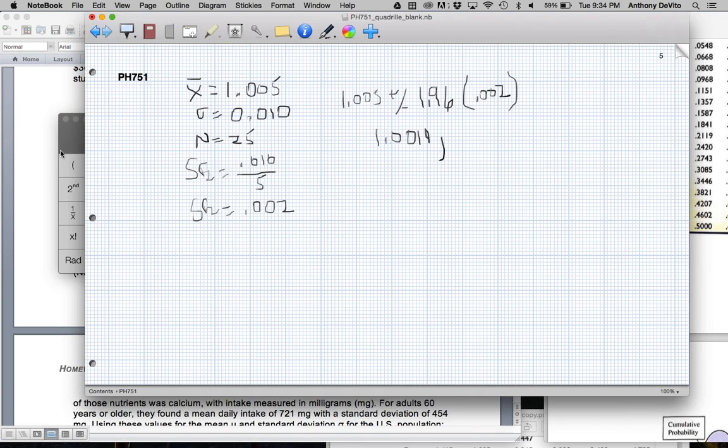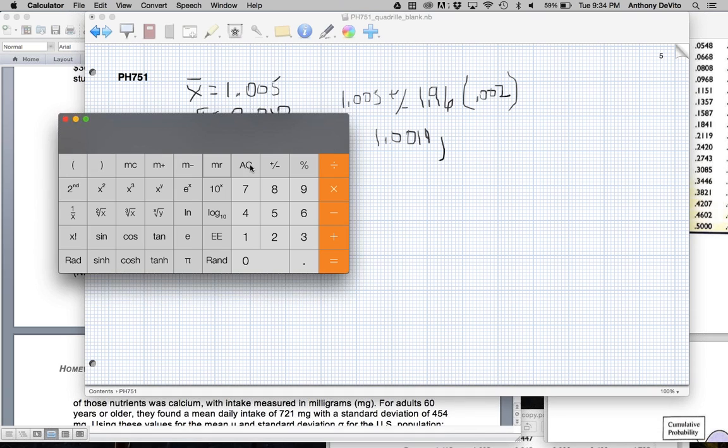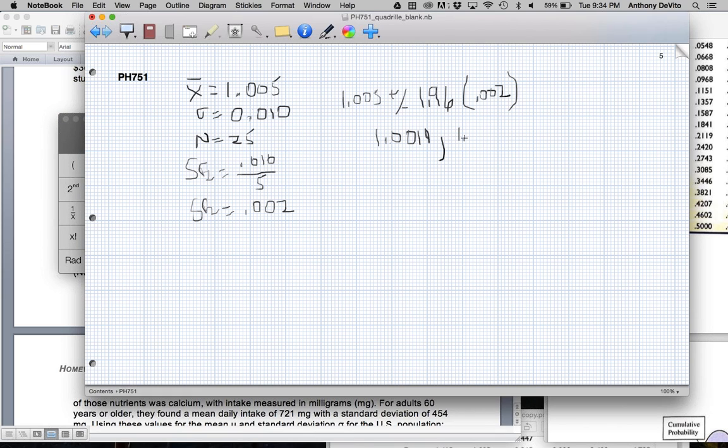Okay, that's our lower limit, and our upper limit is going to be 1.005 plus our margin of error, which is going to be 1.0089. Okay, so we're 95% sure that the true average, if we use this scale over and over and over again, thousands and thousands of times, would be between 1.011 and 1.0089.